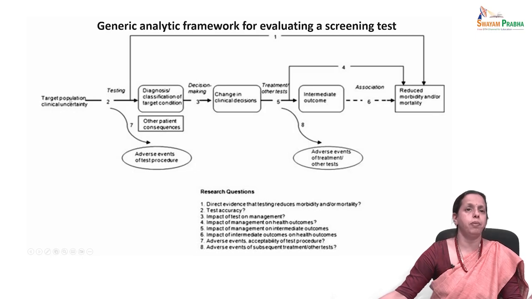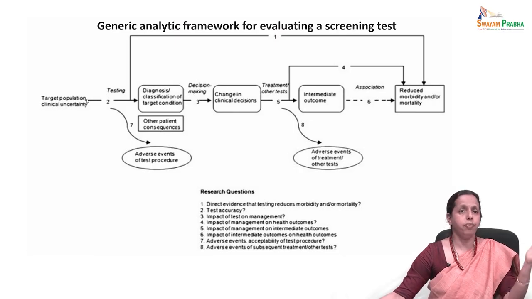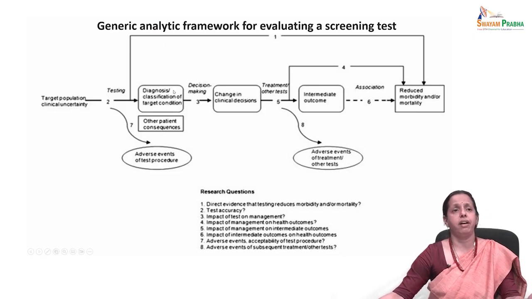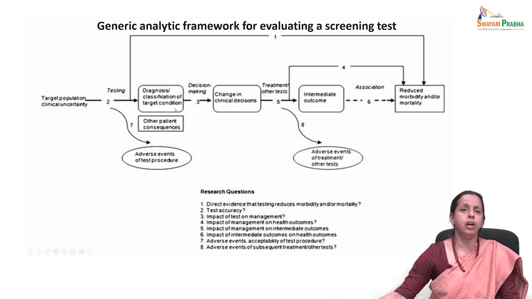Now, what is the target population and the clinical uncertainty? Target population: I take all these women, for example, for breast or cervical cancer, or men for lung and other scenarios. Age is also a very important factor. Then, with the target population uncertainty addressed, go ahead for testing. Diagnosis: if I find a high viral load, does it correlate? Then we refer for a further array of tests for that particular cancer scenario. And then classification of your target condition. Then, what is the impact on management, on our health outcomes?